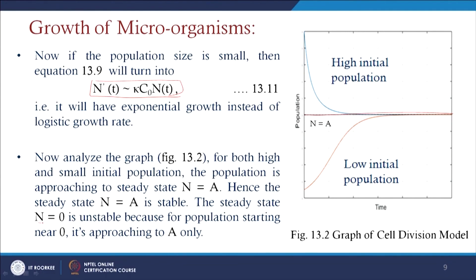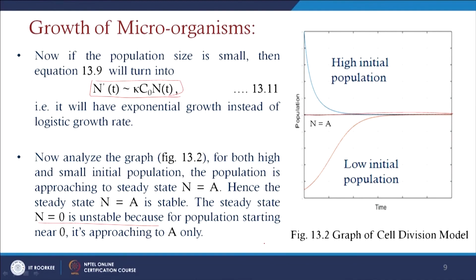So that is why we consider the steady state n equals 0 unstable, because we need a certain population at the beginning to get the growth of this population size. If we have a certain population level, then we find that the population approaches a as time proceeds to a critical stage.